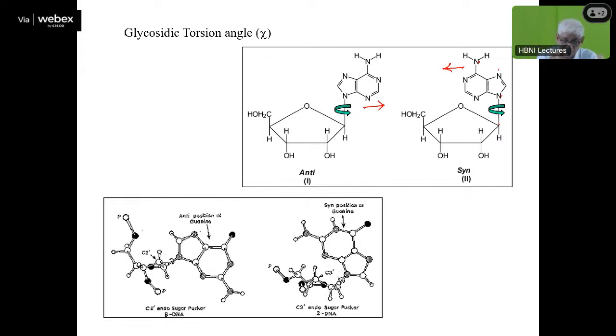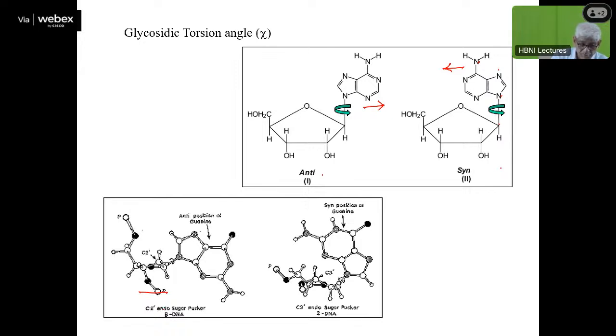Okay, and these two are defined as different conformations. This is called the anti conformation, this is called the syn conformation. Two different kinds of conformations are possible in the case of base orientation with respect to the sugar ring. And that is explicitly shown here with a ball and stick diagram. And this is the sugar ring. This is the sugar ring here.